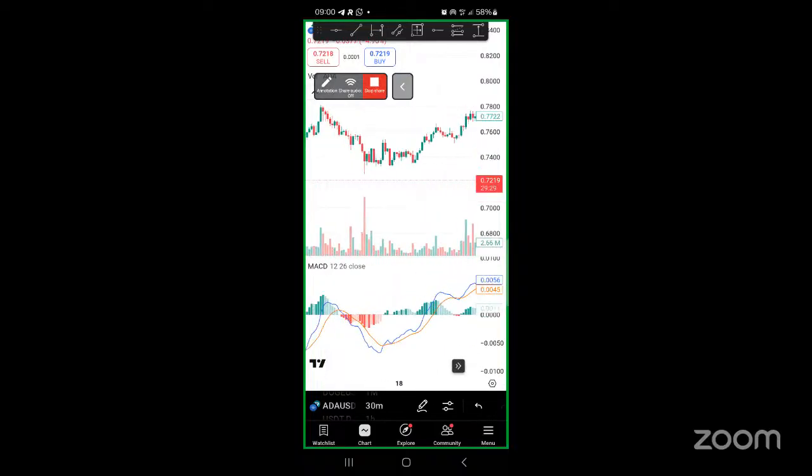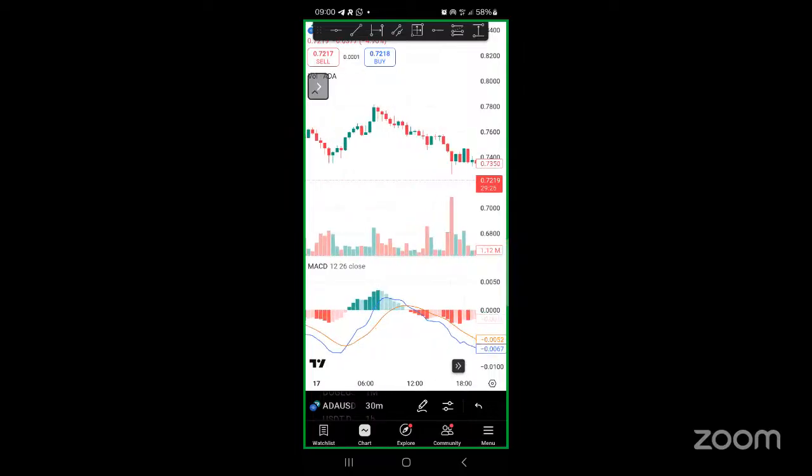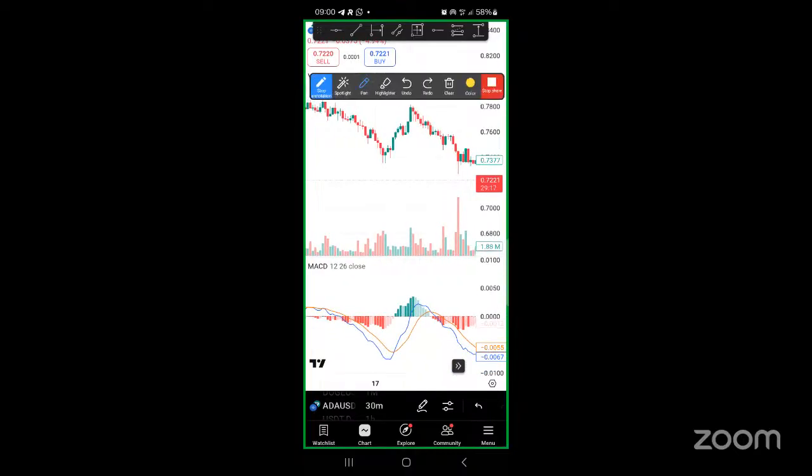Let's look for those points. Can you see it here? We can see that there was a golden cross here. Give me a yes if you understand what I'm talking about. Okay. It indicates that the market is going to go up.